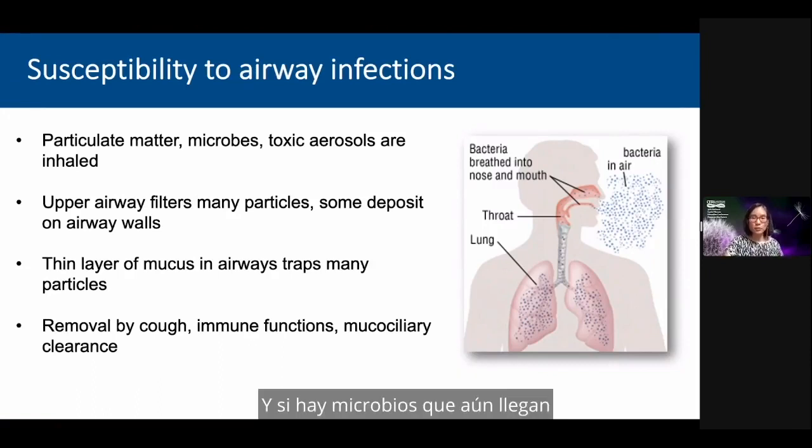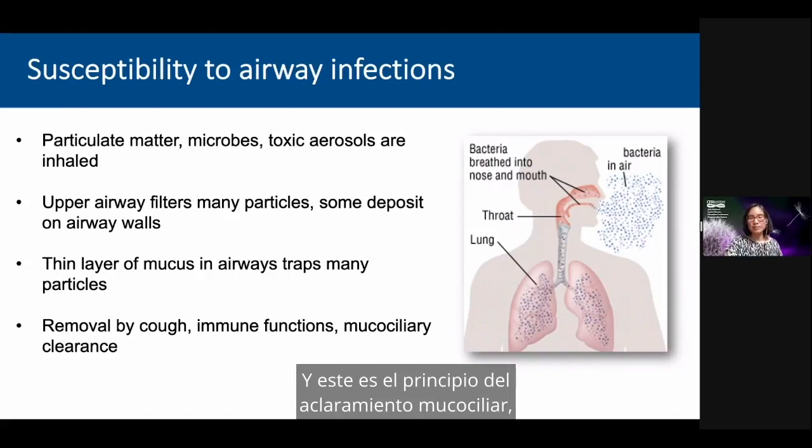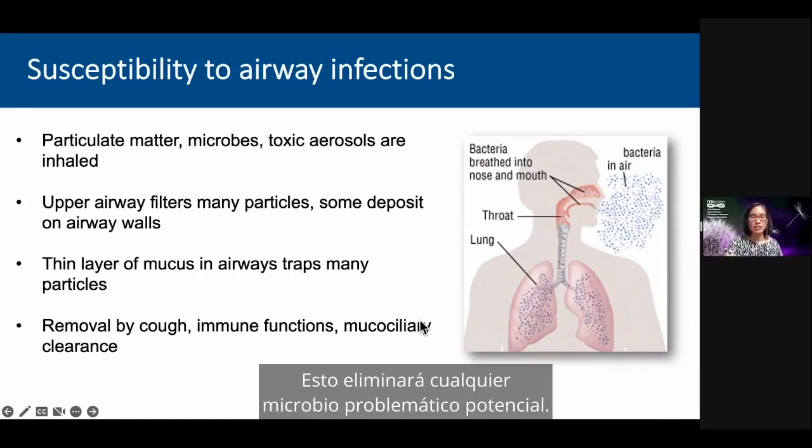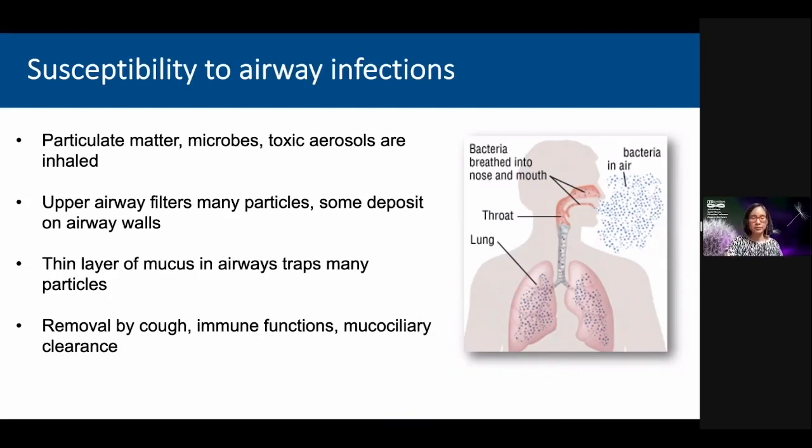And if there are microbes that still make it down to the lower airway, then your epithelial layer makes a thin layer of mucus, which traps a lot of the particles, including microbes. And this is the principle of mucociliary clearance: you cough it up, or with the cilia and immune cells, these will clear any potentially problematic microbe.